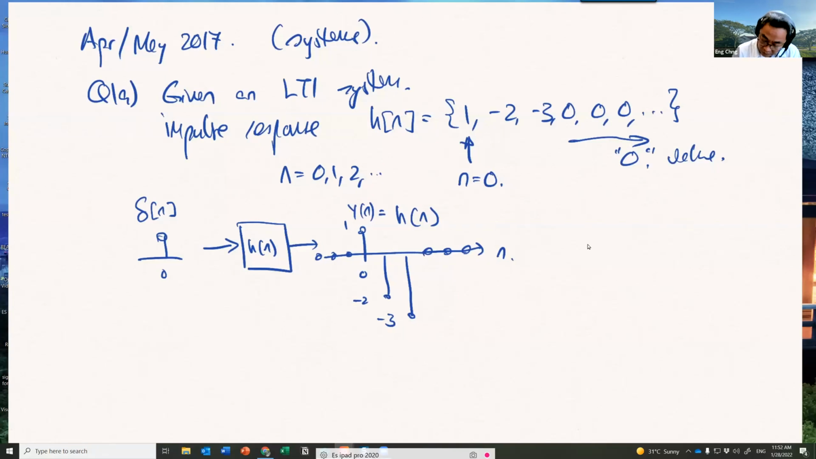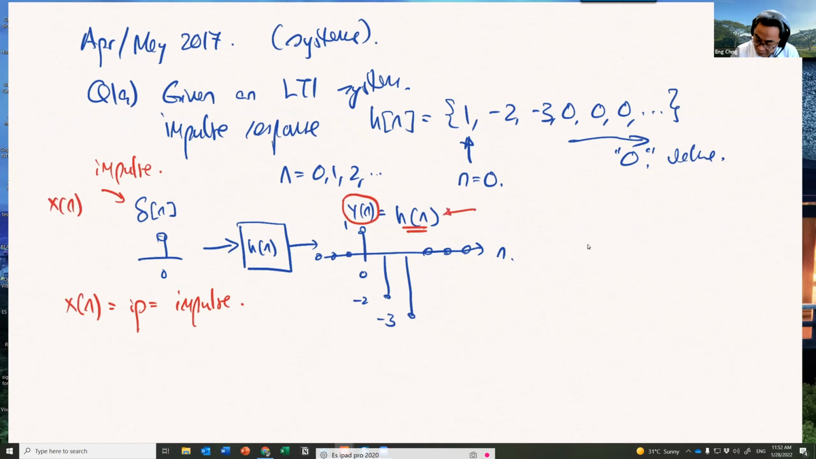So in English, what we are saying is the input equals an impulse. The input is what? x of n is the input. So this is the impulse. The input is the impulse, and the output is the impulse response. So h of n is called the impulse response. So these are all the technical names for all these things.